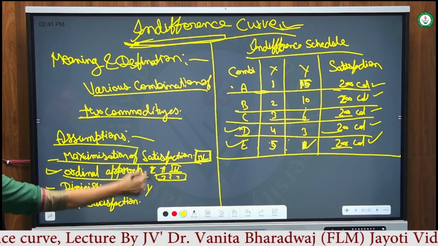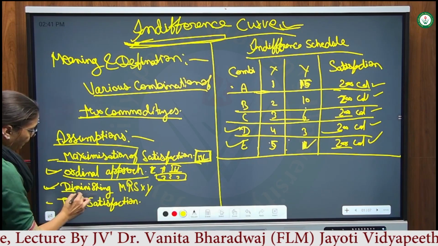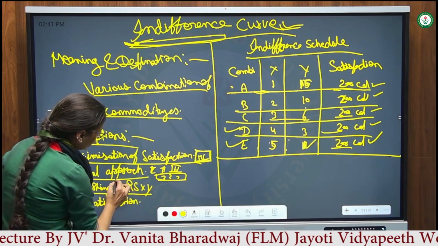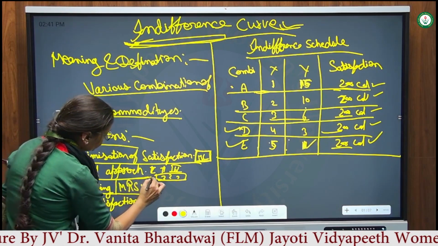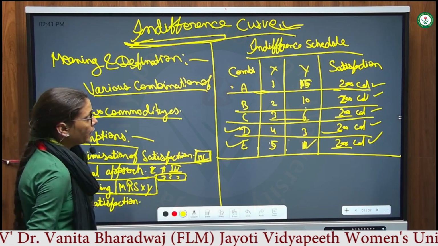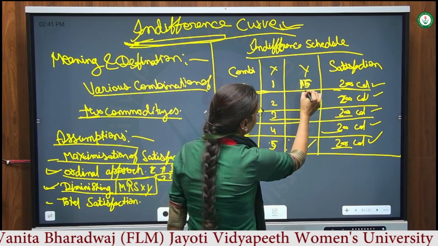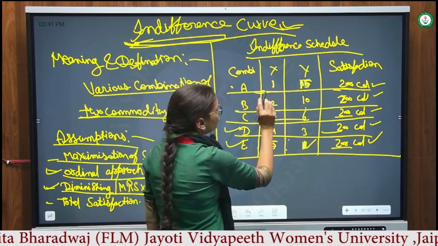The third point is the diminishing marginal rate of substitution. Indifference curve theory is based on the diminishing marginal rate of substitution. The diminishing theory says that if we want to increase one commodity by one unit, we have to reduce the other commodity.